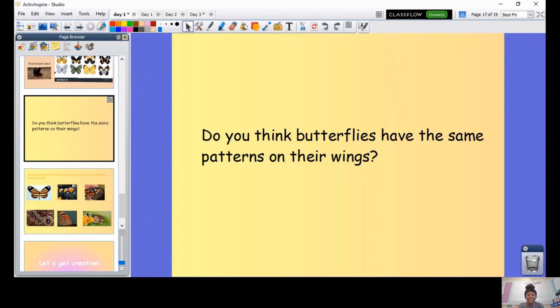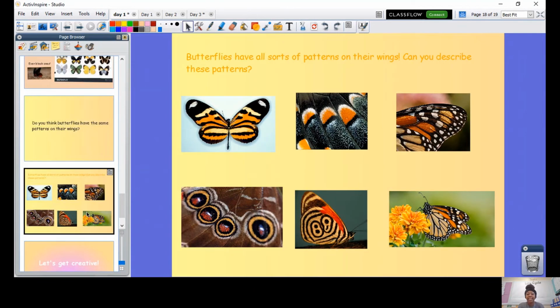Okay, so as you can see from these butterflies, they all have different patterns on their wings. Okay, so I would like you to just take a moment now to try and describe some of the patterns that you can see.